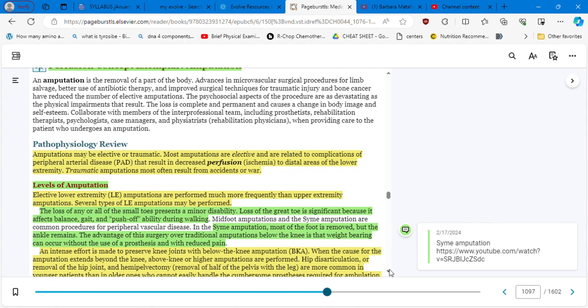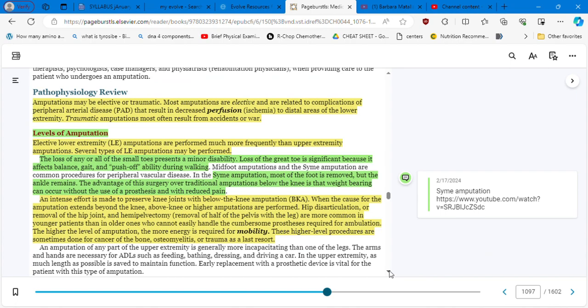So, levels of amputation: elective lower extremity amputations are performed much more frequently than upper extremity amputations. Severe types of lower extremity amputations may be performed several times, right? The loss of any or all of the small toes presents a minor disability. Loss of the great toe is significant because it affects the balance, gait, and push-off ability during walking. So right now, the book is starting to describe different levels of amputation by location, right?